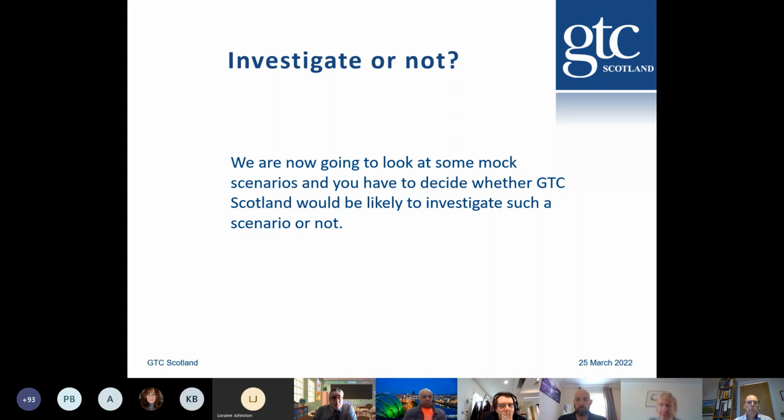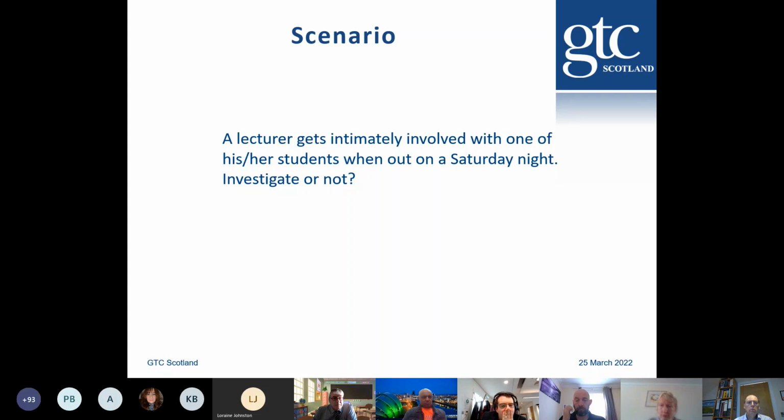Okay, very first scenario, and just type your answers into the chat facility. So first scenario, a lecturer gets intimately involved with one of his or her students when out on a Saturday night. Is that the kind of thing that GTC Scotland would likely investigate or not? So if you type in yes or no, and if you can give any reasons as to why yes or no, that would be helpful. As I say, there's a lot of us in the call, so I'll take the first few answers just to gauge the general feeling out there.